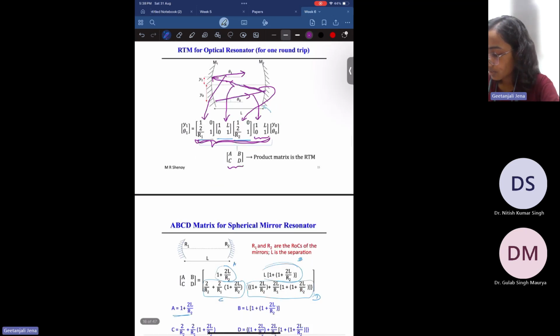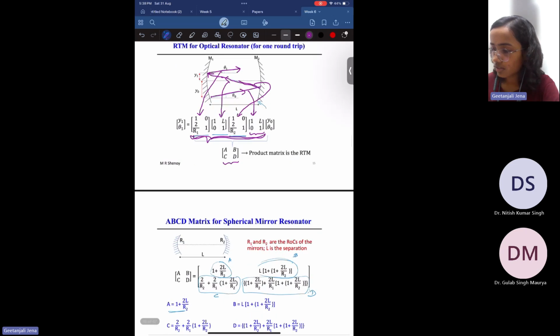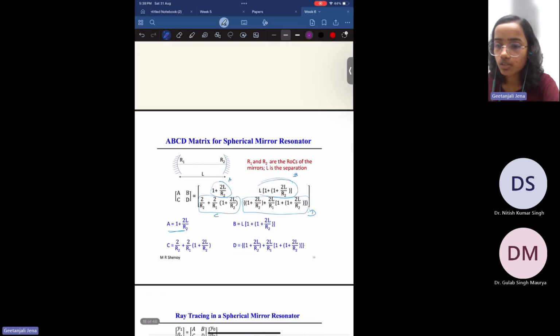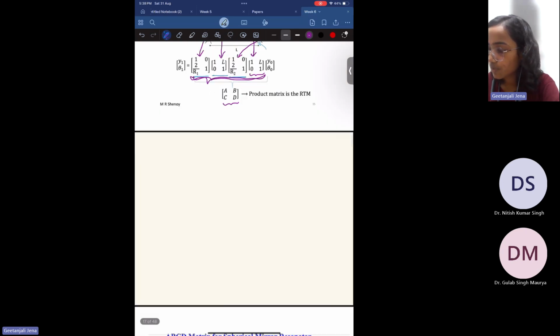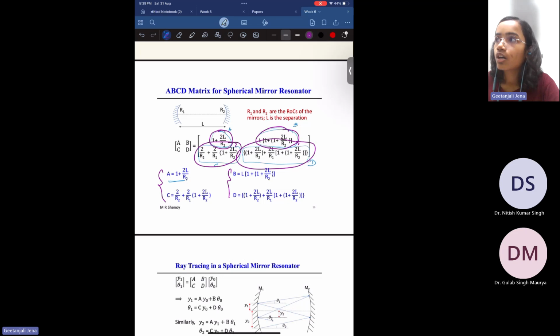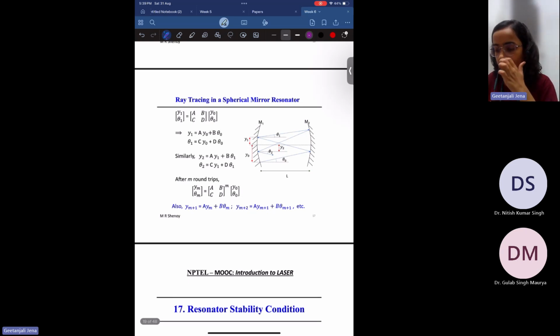I think everyone must know how to do matrix multiplication. If not, you can ask, and I will show the steps of the multiplication. I'm assuming you know how to multiply the matrices one by one. After multiplying these four matrices, we get A, B, C, and D. Now, for each setup, like a plano-convex lens, a plano-concave lens, or a convex-concave lens, you can put in the values of R1 and R2 to simplify the ABCD values. And this is all about the ray transfer matrix.